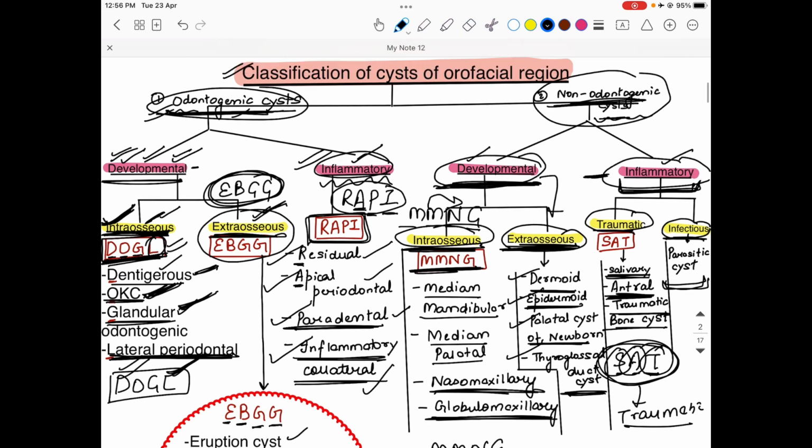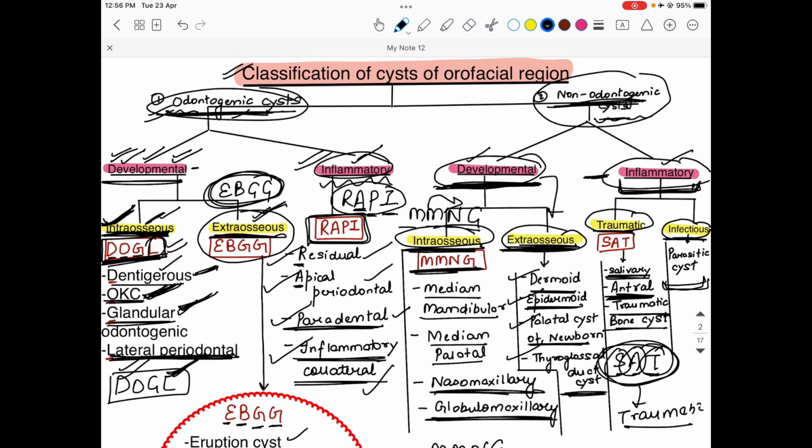Okay, so like this you have to remember the classification. I advise you to please note down this classification twice or thrice in your notebooks with these mnemonics, and then try to write it without seeing it. It will help you to gain confidence and learn this. Okay, just remember the mnemonics and then continue.